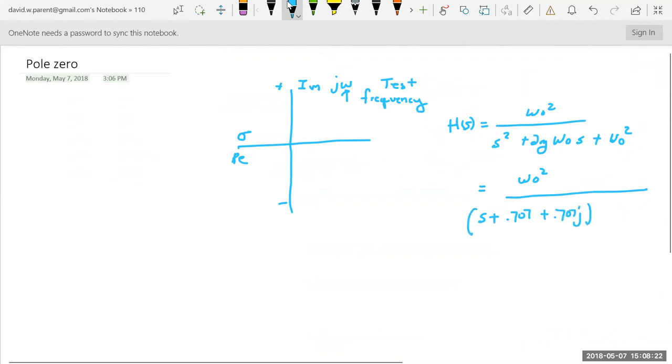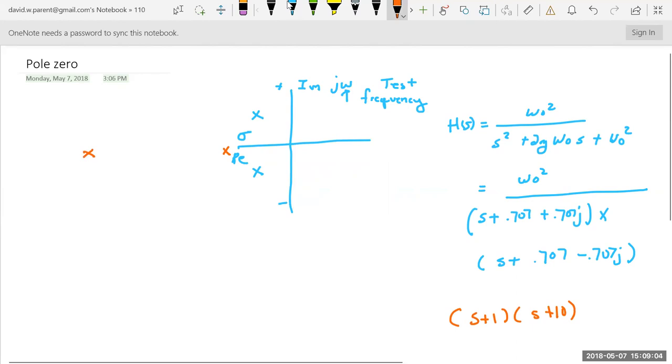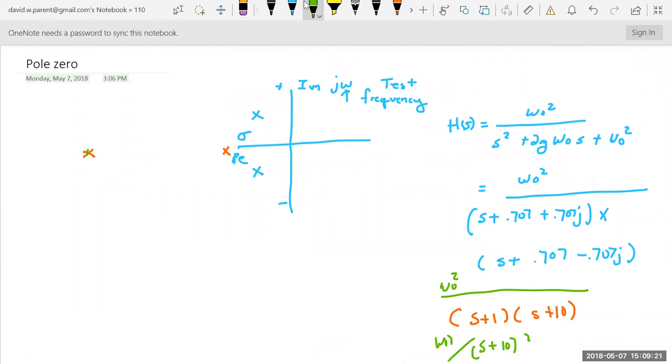All right, that's one. And then the complex conjugate, that's the other. And we would plot this, blue is fine. Okay. Like this. Right? When these were, let's say, s plus 1, s plus 10, right? Well, if that's 0.707, 1 would be about here, 10 would be about there. And if we did omega naught squared over s plus, I'm just going to say 10 squared, somewhere out at 10, we've got 2, right?